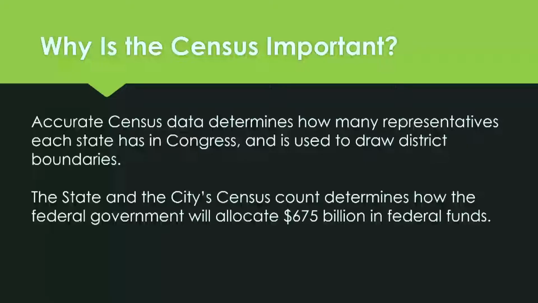So the census is important. Accurate census data determines how many representatives each state has in Congress, like the video said, and is used to draw school district boundaries. The billions in federal funds that the video referenced is around $675 billion. Oak Park should be getting a lot of that. Should be getting a fair amount of that.